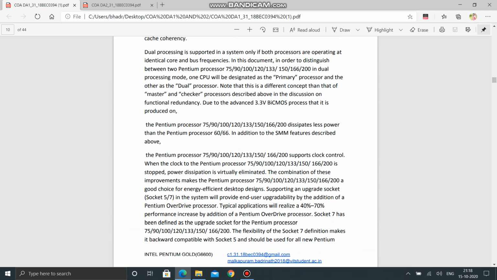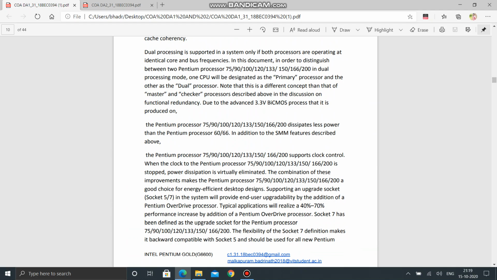First of all, the Pentium processor supports clock control. When the clock to the Pentium processor is stopped, power dissipation is virtually eliminated. The combination of these improvements makes the Pentium processor a good choice for energy efficient desktop designs. It supports an upgrade socket. Thus, this system provides end-user upgradability by the addition of a Pentium OverDrive processor. Typically, applications will realize a 40% to 70% performance increase by the addition of a Pentium OverDrive processor.